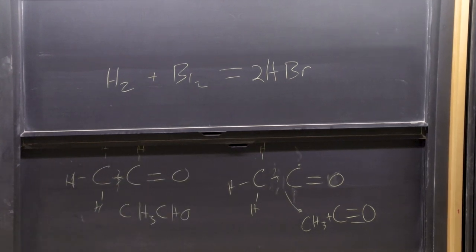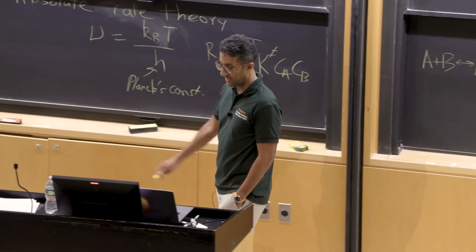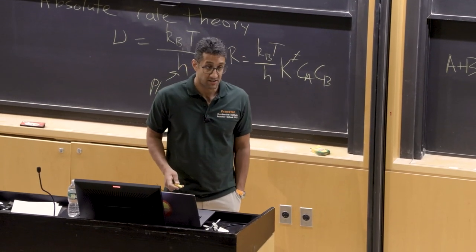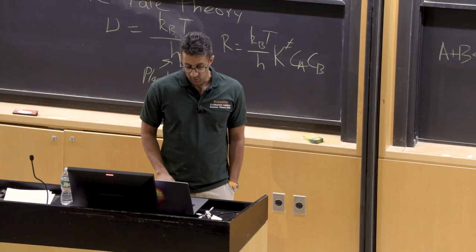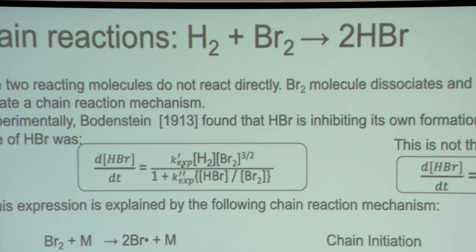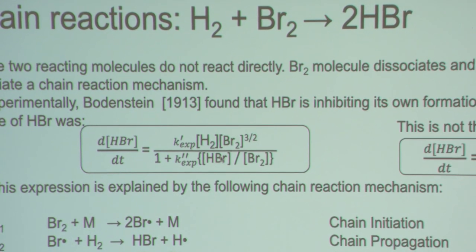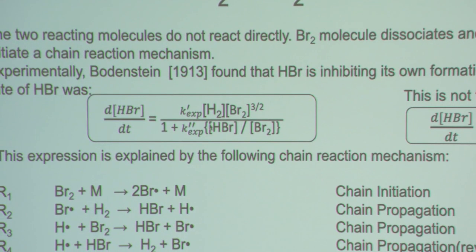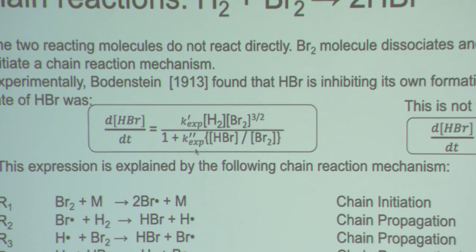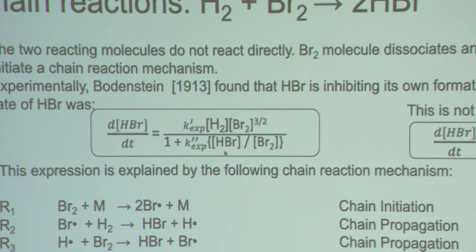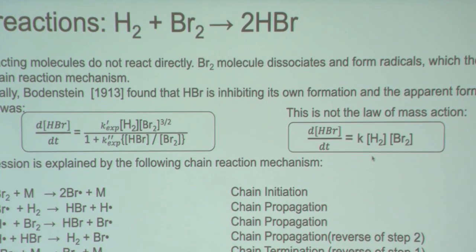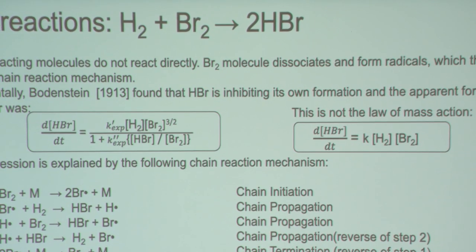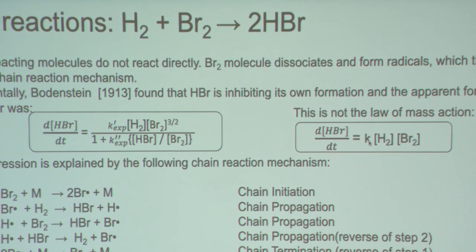And unlike the hydrogen and iodine experiments, this one displayed complex kinetics. Hydrogen plus iodine did not display complex kinetics in the first experiment. So they found this rate equation: some rate constant, times hydrogen concentration, times bromine concentration raised to 3/2, divided by 1 plus some different rate constant, K double prime, times the HBr concentration divided by bromine concentration. And then they said this is not the law of mass action. Law of mass action should look like this. They assumed it was just a forward reaction, so the law of mass action, if you only assume a forward reaction, should look like this.